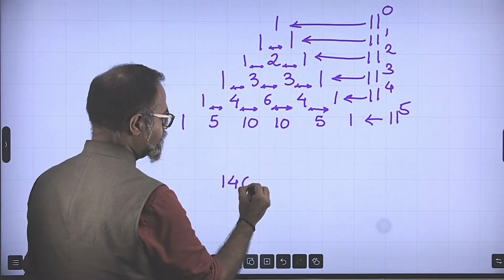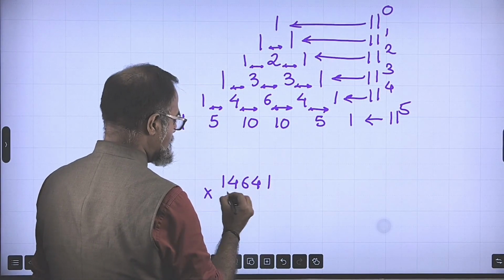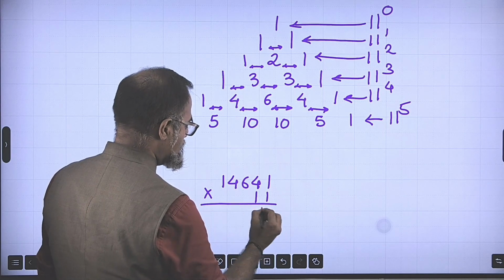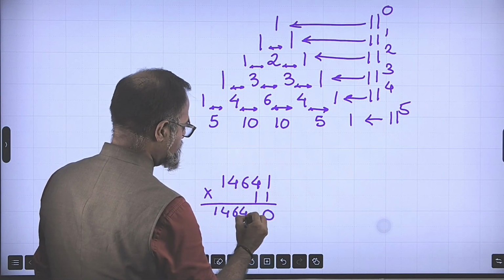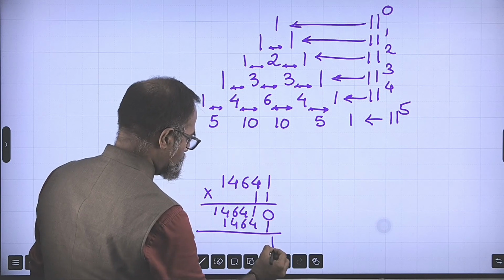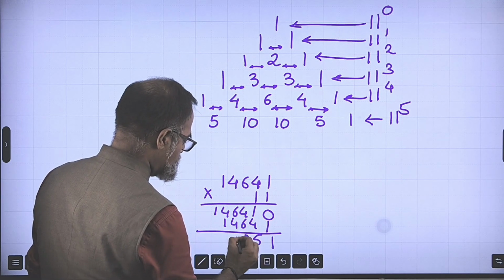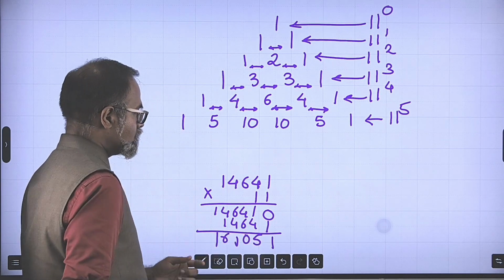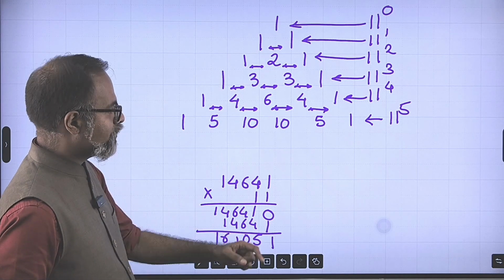So 14641 multiplied by 11. I should get 161051. So this number should read 161051.